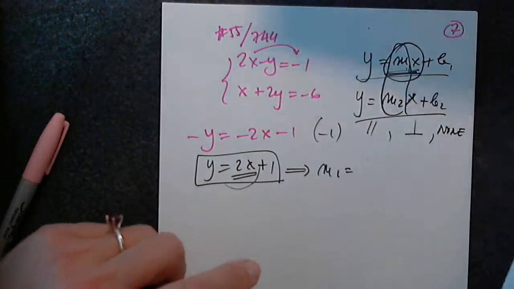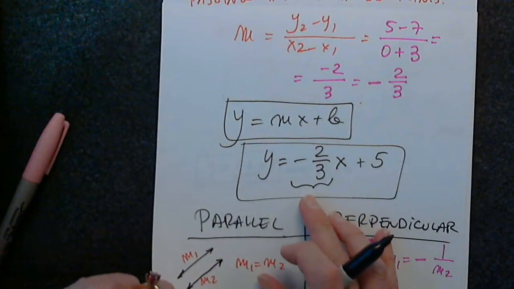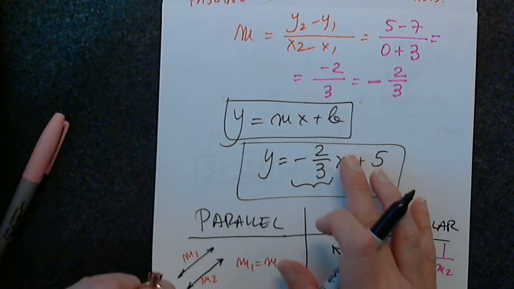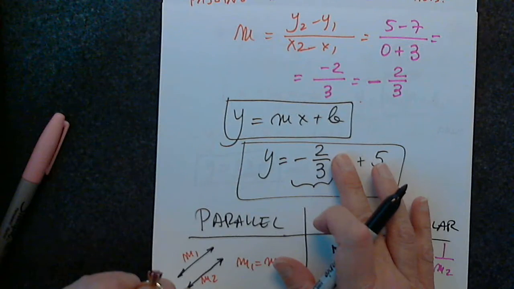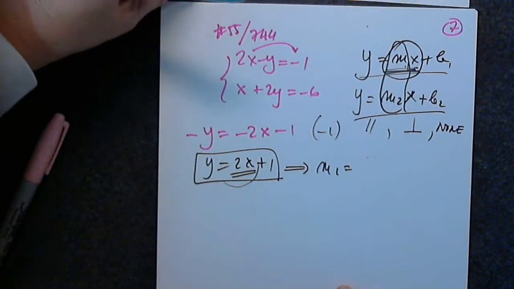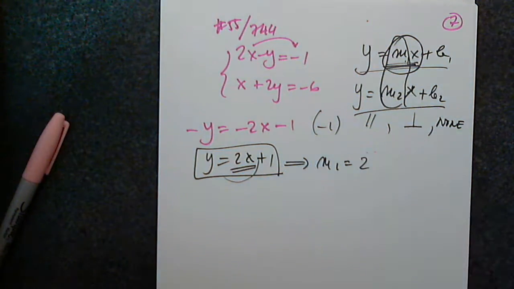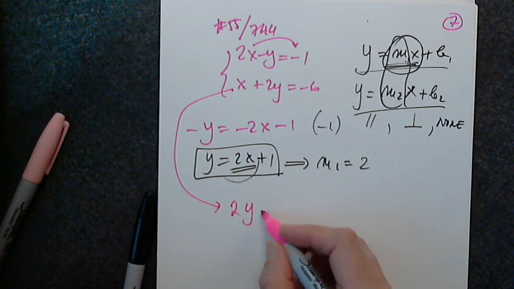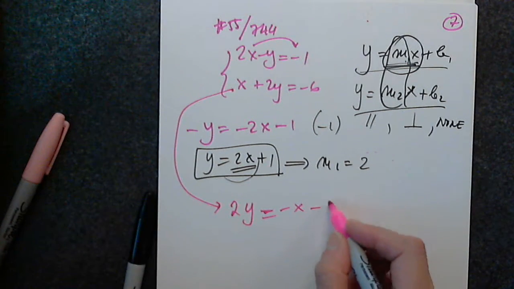Careful. Remember we said, some students, when I ask them what is the slope, they say -2/3 x, and I said the x has nothing to do with the slope. Clear? Perfect. So what is the slope then? 2. Awesome. We continue with the second equation. Let's take a look at the second equation. The second equation is 2y equals -x minus 6.